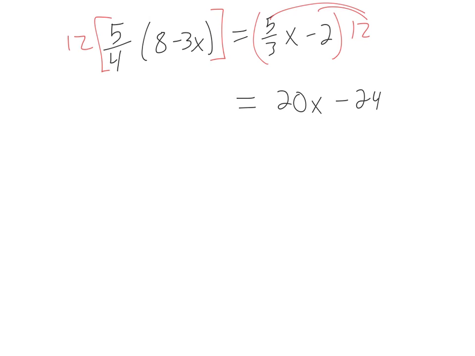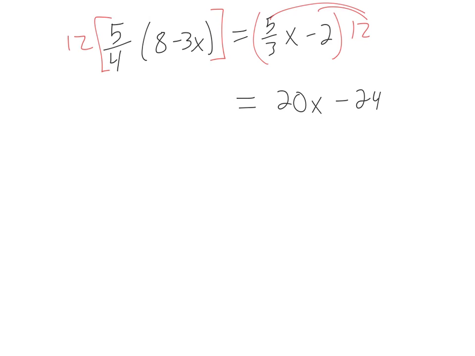So 12 is a factor, 5/4 is a factor, and then 8 minus 3x is a factor. So you only have to multiply the 12 times 5/4. You don't need the double rainbow because they're all multiples. So you can do 12 times 5/4.